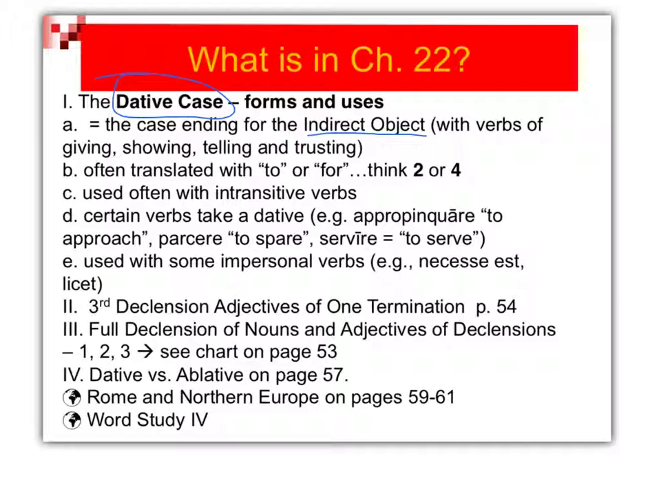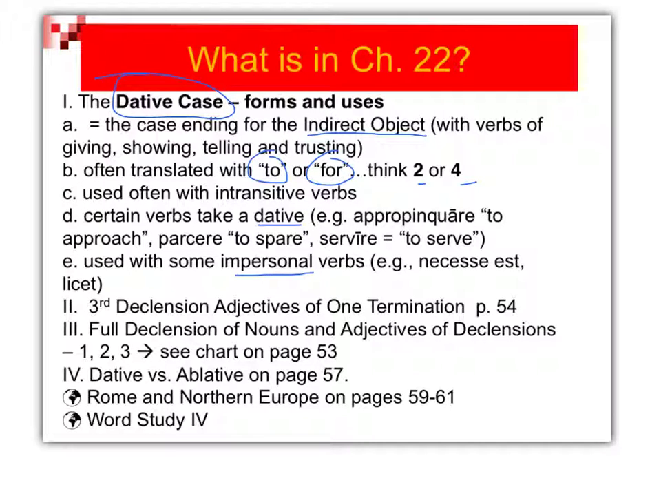In general, though, you can often use the translations "to" or "for" with a noun and adjective in the dative case. You can think of the numbers 2 or 4. It's often used with intransitive verbs, we'll talk about that, and other verbs that just take a dative instead of an accusative, and also with impersonal verbs.